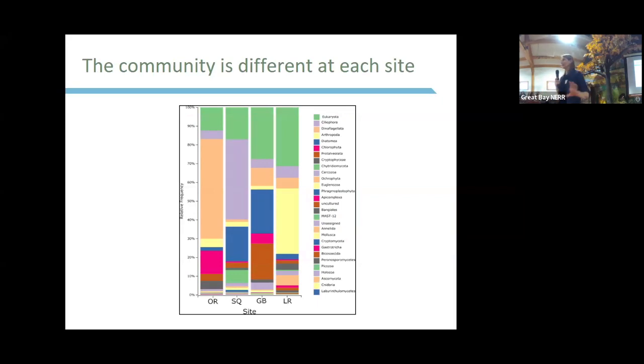So if we look at it per site, this is just one set of samples. These are four of the Great Bay swamp stations. There are very different communities. These are the copepods, these are the algae, these are bits of fish. A lot of it is microscopic organisms. They're very different at different sites.